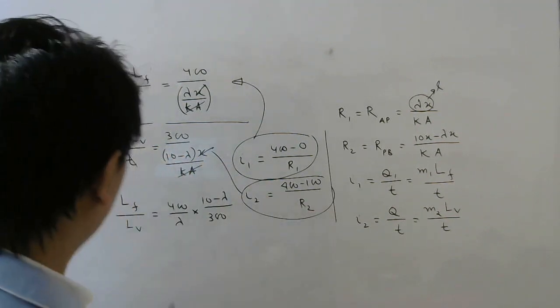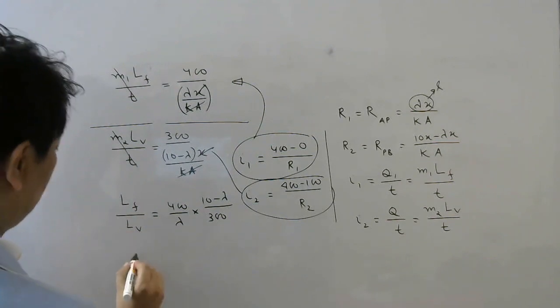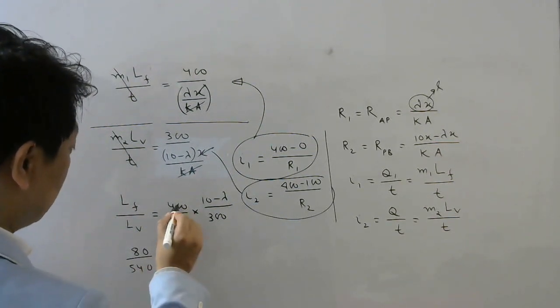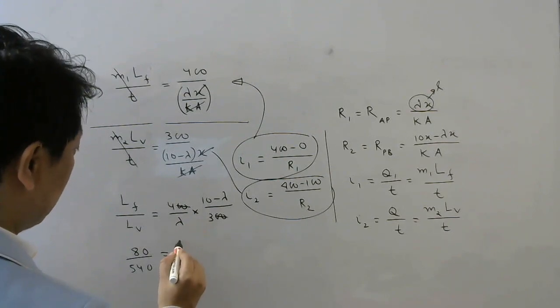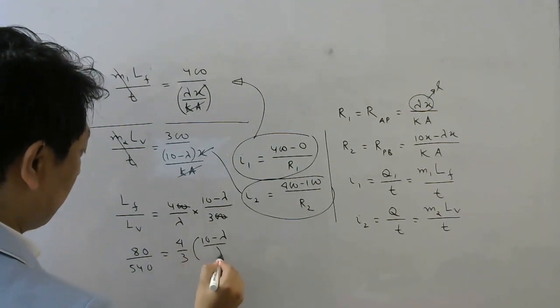Okay. So now, what is the latent heat of fusion? This is fusion. This is given as 80, and this is 540. Here the zeros cancel, so it will be 4 by 3 equals (10 minus lambda) by lambda.